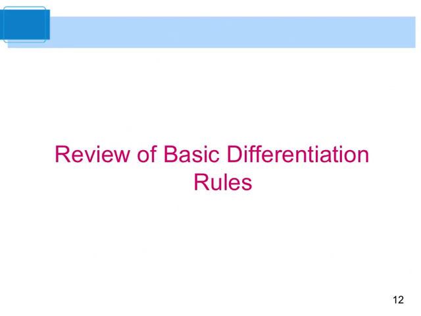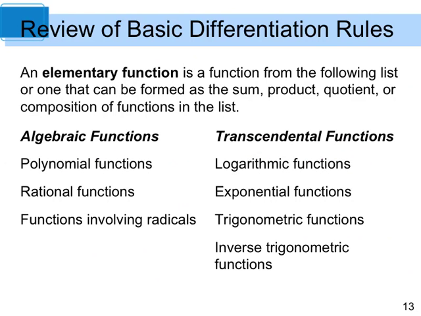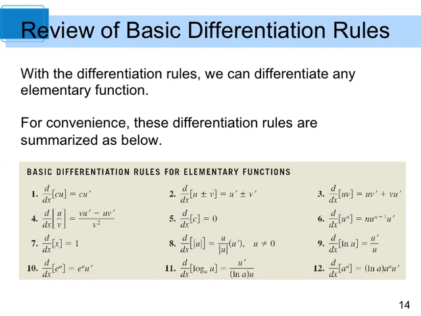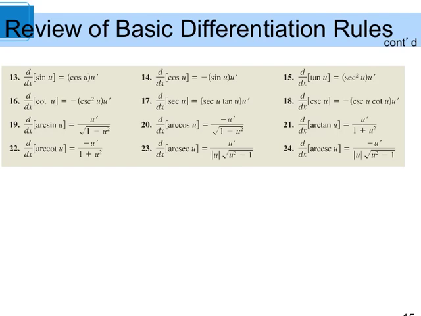A review of basic differentiation rules. We've learned a lot of different things. Polynomial functions are your simple power rule things. Rational functions would require a quotient rule, usually, unless you can simplify first. Functions involving radicals, that would be chain rules. Log functions you have formulas for. Exponential functions you have formulas for. Now not only trig functions, but also inverse trig functions. So please do pause, write all of these formulas on your cheat sheet, and the same with these.